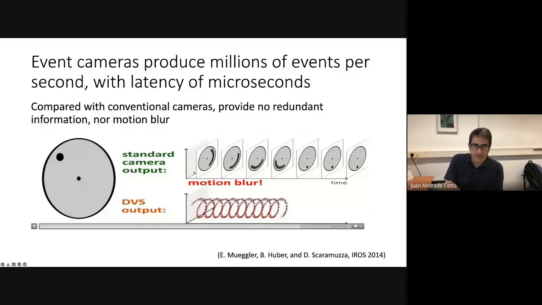Event cameras then are best suited for situations in which there's motion. If there is no motion, you will not be able to use an event camera, but not just that, they are useful when you have very fast motion. As I mentioned, when you get blur in a conventional camera, in a DVS or an event camera, you will still get the list of events. So that's why we are targeting its use in applications related to robotics.